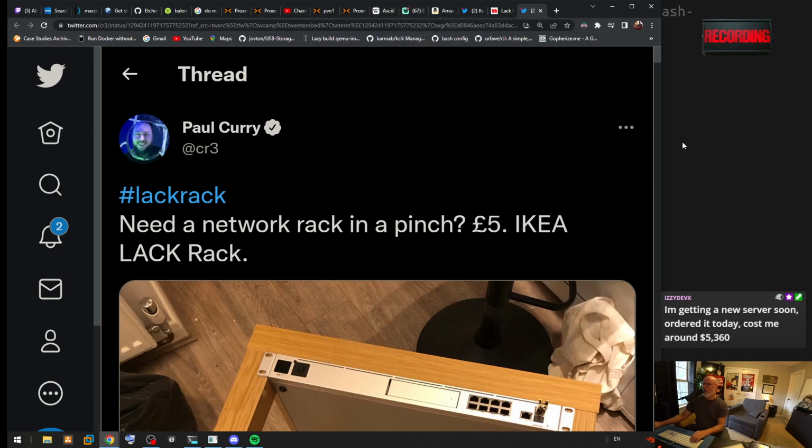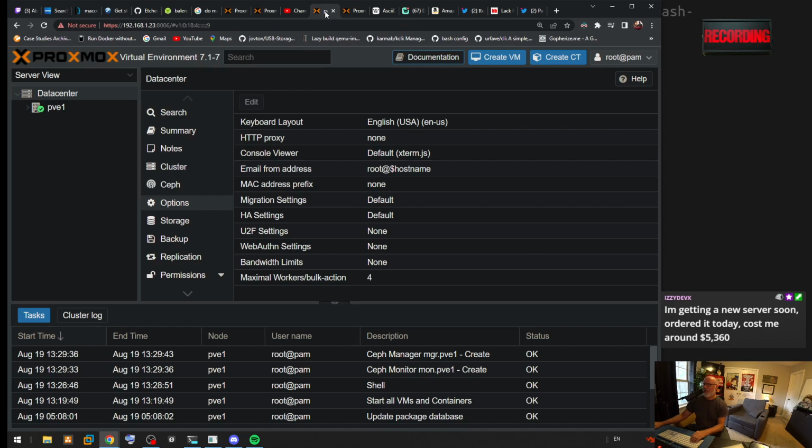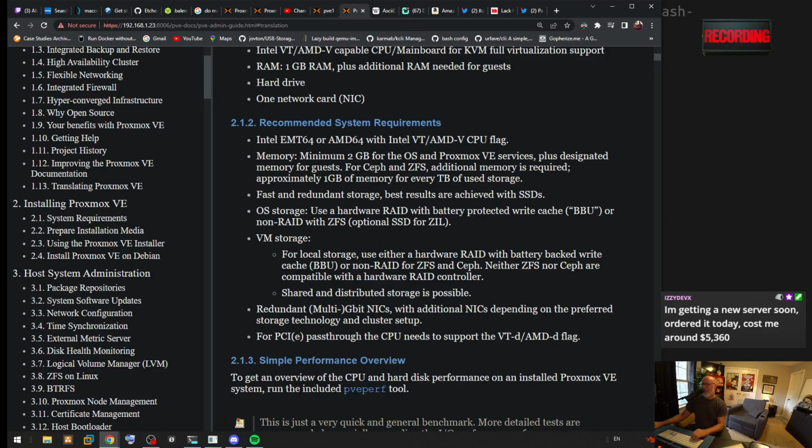Anyway, we're going back to reading the docs. The Proxmox docs. All right, so VM storage. According to the recommended system requirements, I should plan on buying some sort of external storage with hardware RAID, if I want.